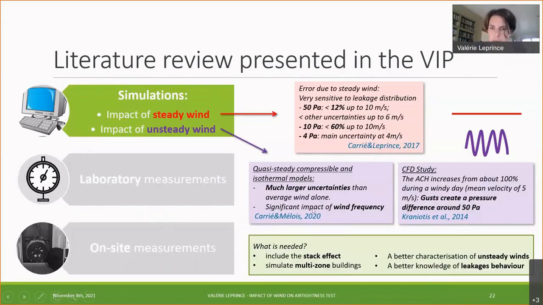And by Dimitris with the CFD tests, there is still a need to also include the stack effect to see the interaction with wind. There is also a need to simulate multi-zone buildings and to do a better characterization of unsteady wind. And with the characterization of unsteady wind, there is also a need for better knowledge of leakage behavior, to know how leakages react to unsteady wind.